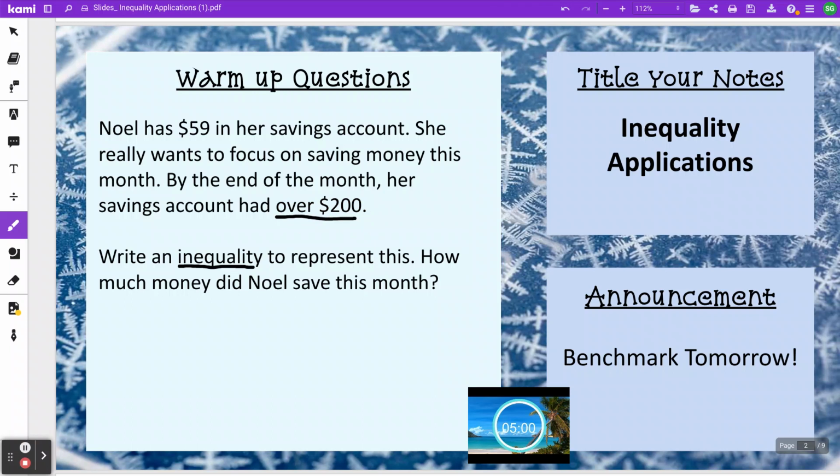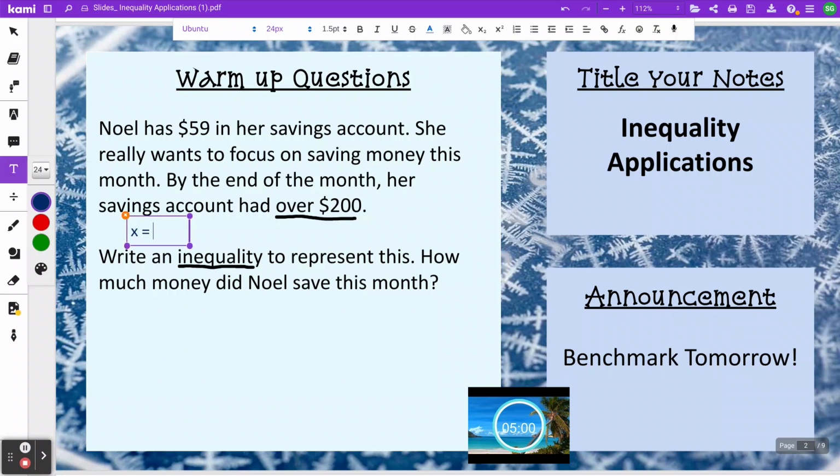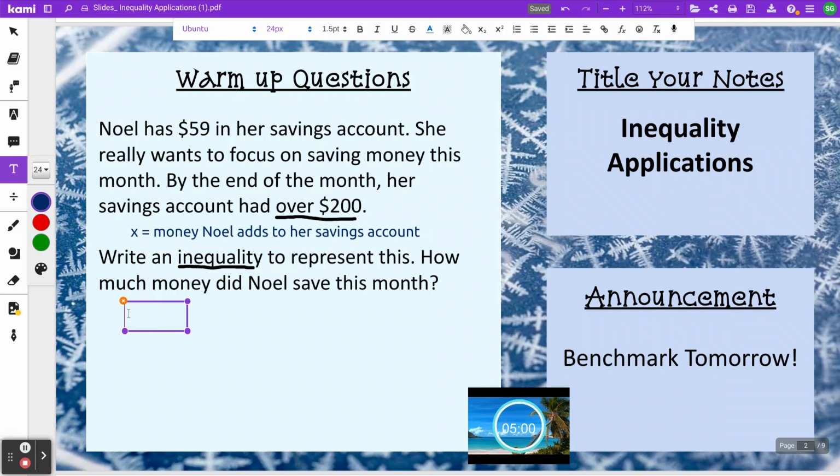The other thing we're going to need to help us represent this is a variable. I know how much she has at the beginning. I know she has $59, but I don't know how much money she has added. So to represent this, I could use X as my variable, but X would represent the money Noelle adds to her savings account. So all together, our inequality would be the $59 she starts with plus the X dollars she's added. And by the end of the month, she has over or greater than $200.